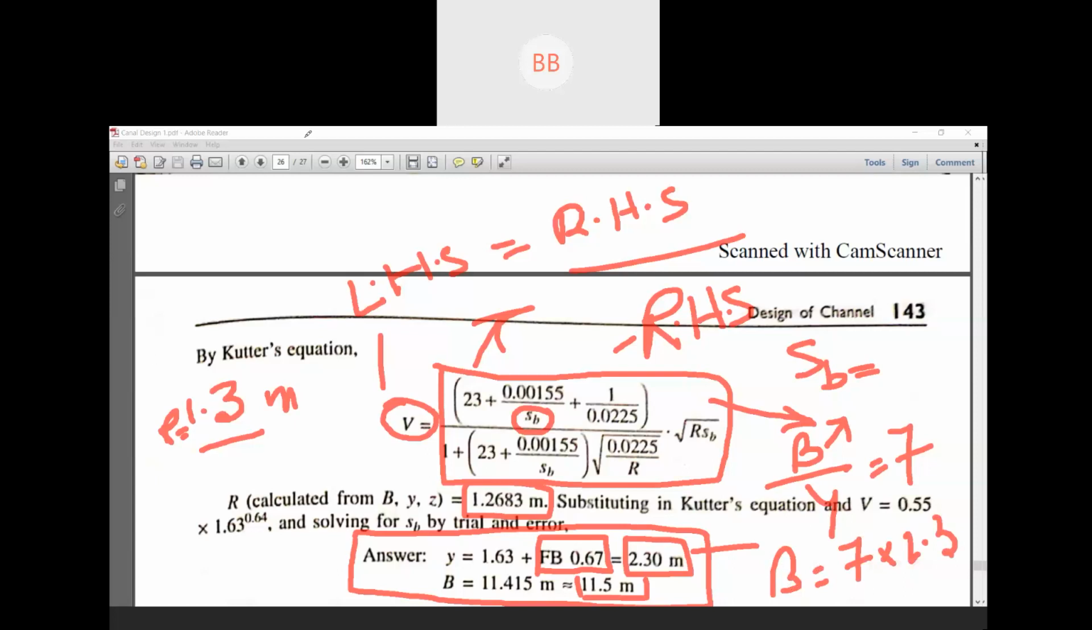So do you have any doubt in this numerical? We have two types of numericals in Kennedy's theory. One, that we are going to follow step by step. And another one is this, when you have the b by y ratio. If you have the b by y ratio, you are going to follow this method. So if you have any question, we can discuss now.